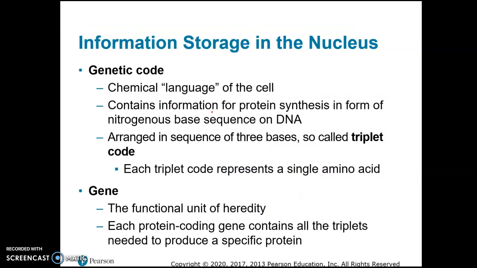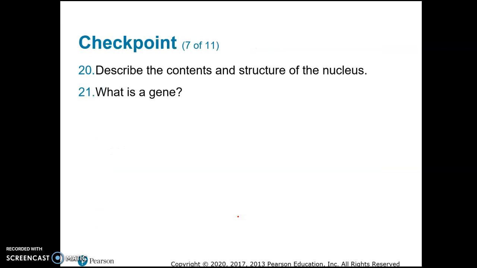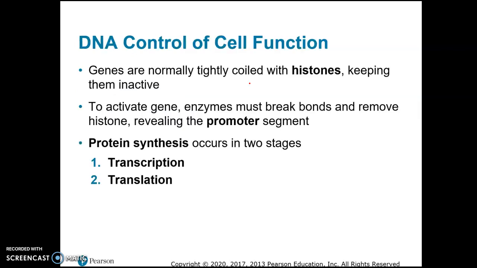Let's see, information storage is part of the function of the nucleus. So the information is stored in the base sequences found in our DNA. A piece of DNA that codes for a trait, we call that a functional unit of heredity, is called a gene. So a gene is a piece of DNA that codes for a trait. The contents and structure of the nucleus are going to be DNA, nucleoplasm, the nucleolus, and outside the nucleus you will have a nuclear envelope, which is a double membrane that contains pores.